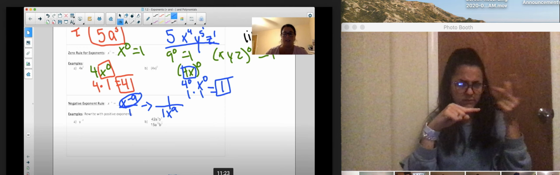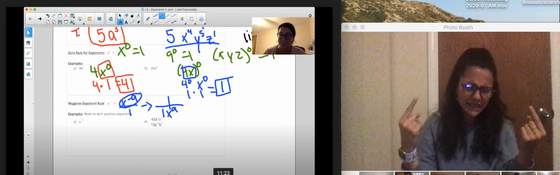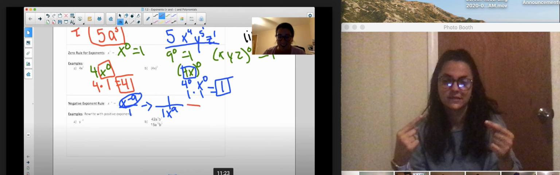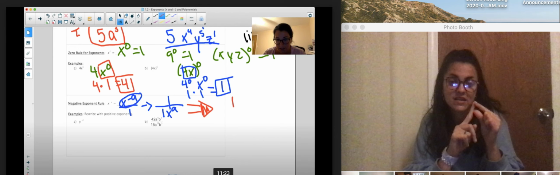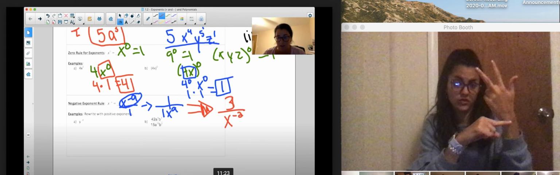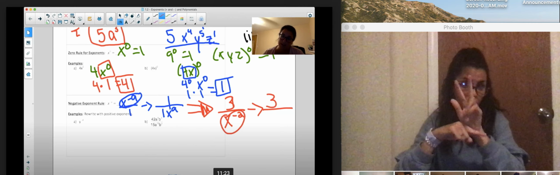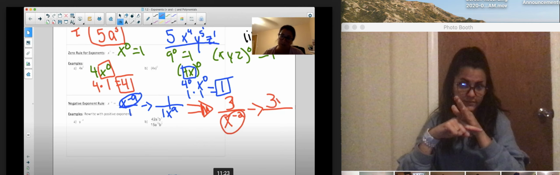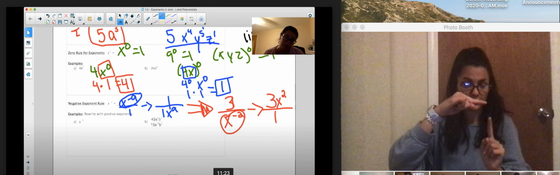Now, oppositely, is that even a word? I don't know. Whatever. Opposite, what we could have here is, let's make it 3 over x to the negative 2nd. In order to make that positive, so here's my negative exponent, I'm going to make my fraction. The 3 stays. I'm going to move this x to the negative second to the top. And I could put a 1 in the bottom if I want. I don't need to, but I can.